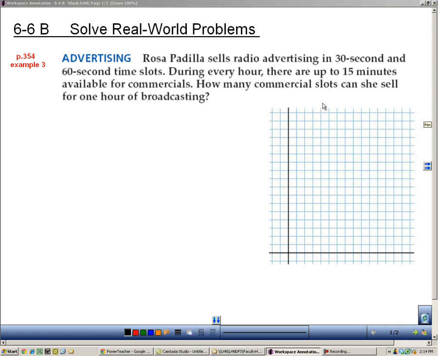Section 6.6b is about solving real-world problems using inequalities. So we're going to graph some of those. Our example says Rosa Padilla sells radio advertising in 30-second and 60-second time slots. During every hour, there are up to 15 minutes available for commercials. How many commercial slots can she sell for 1 hour of broadcasting?